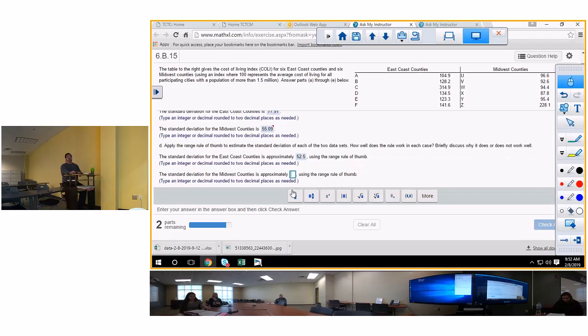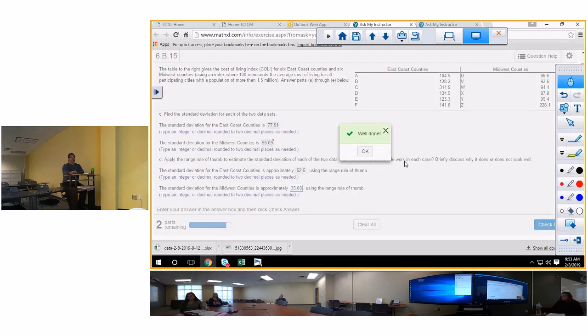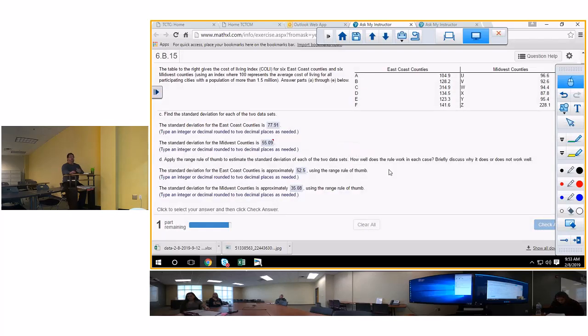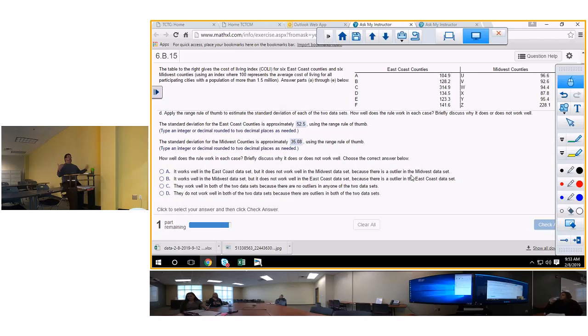But go ahead and do the Midwest. 228.1 minus 87.8 and divide by 4. What do you get? 35.075. Which one is smaller? Midwest. So the Midwest is better data. I don't know why they're drawing all this out, but how well does the range rule of thumb work? It works well. We're going to say it works well.